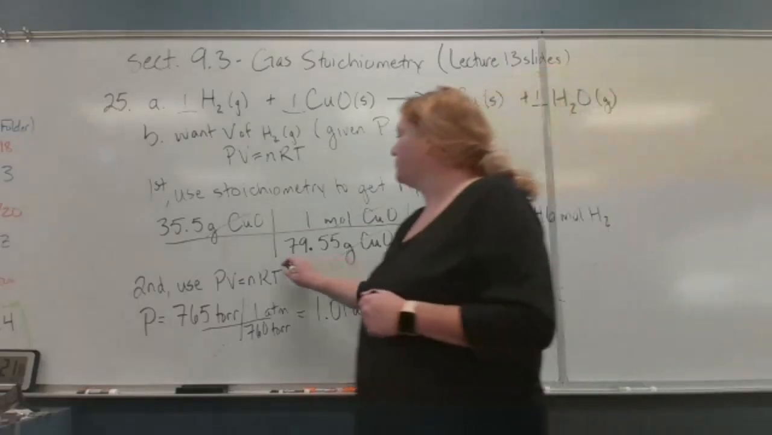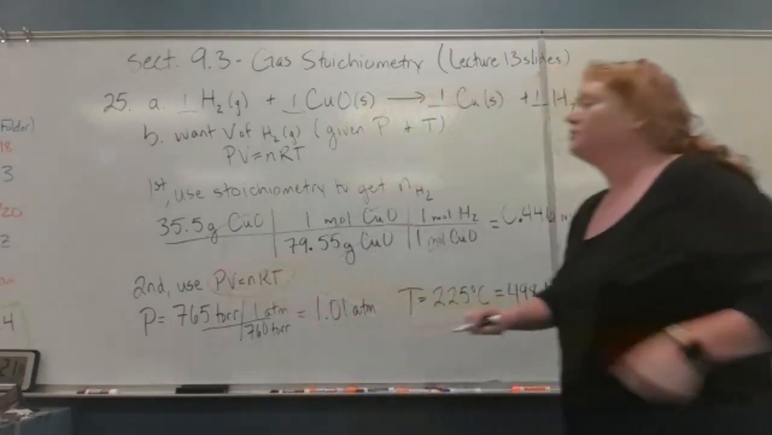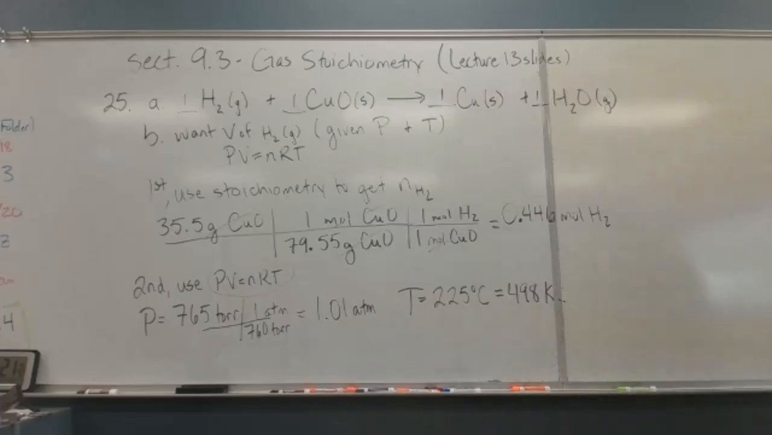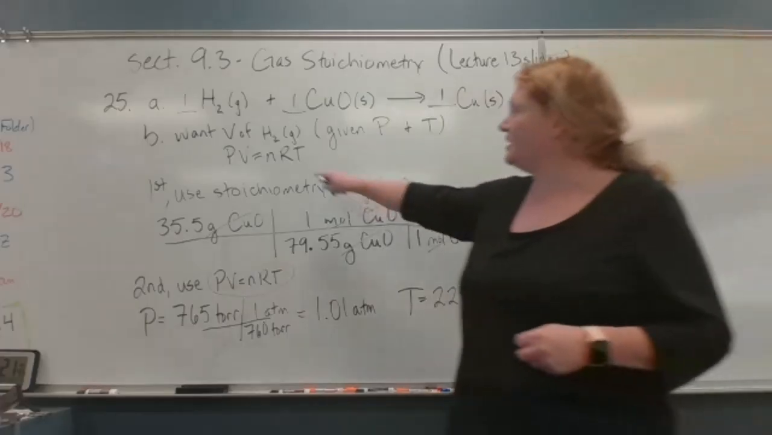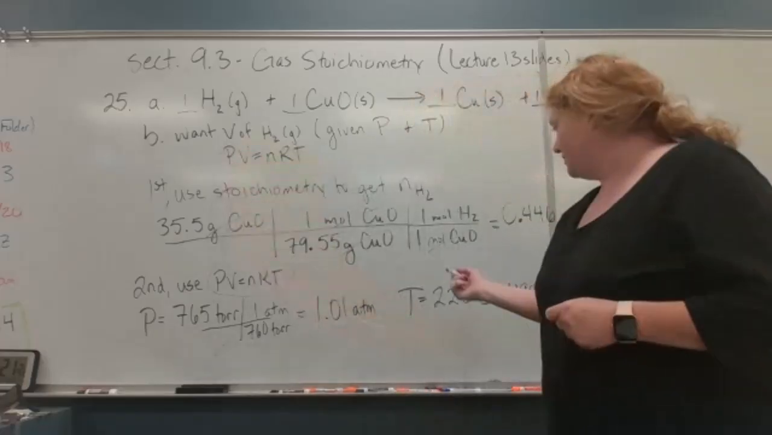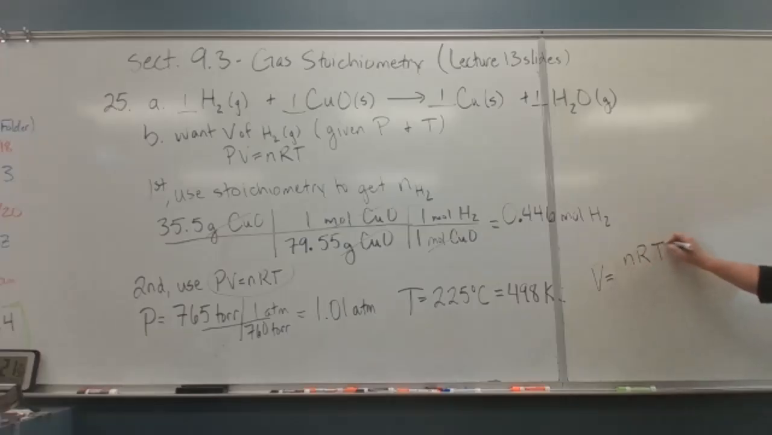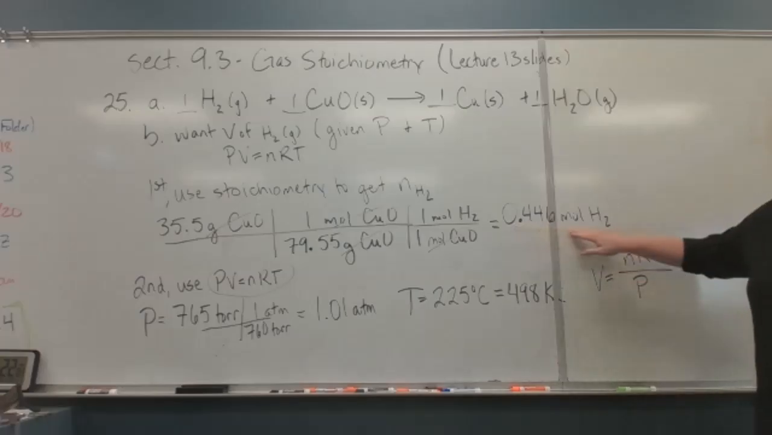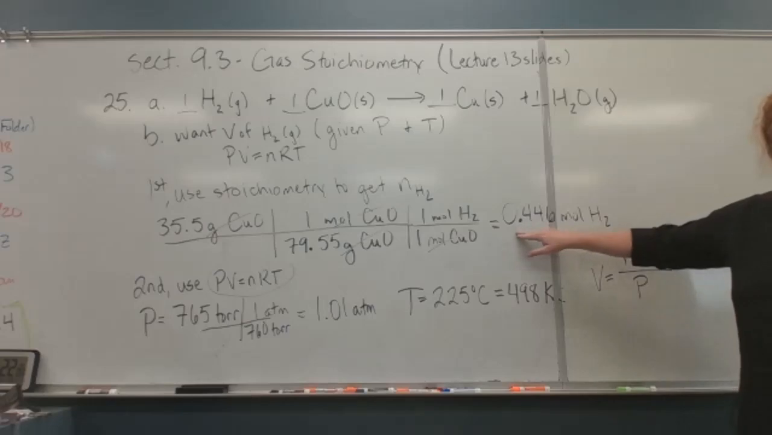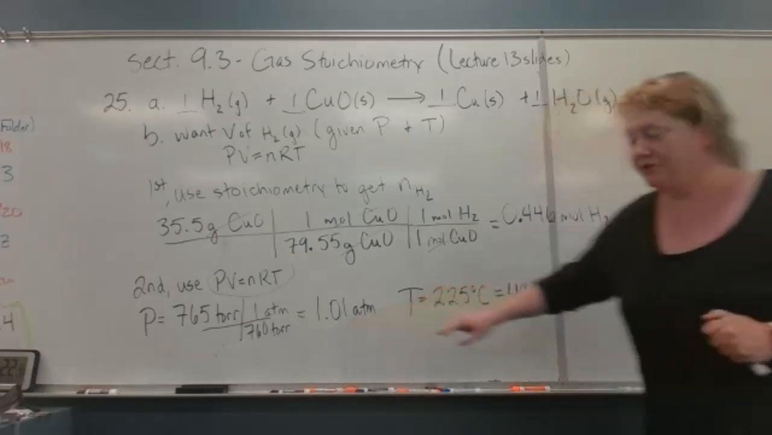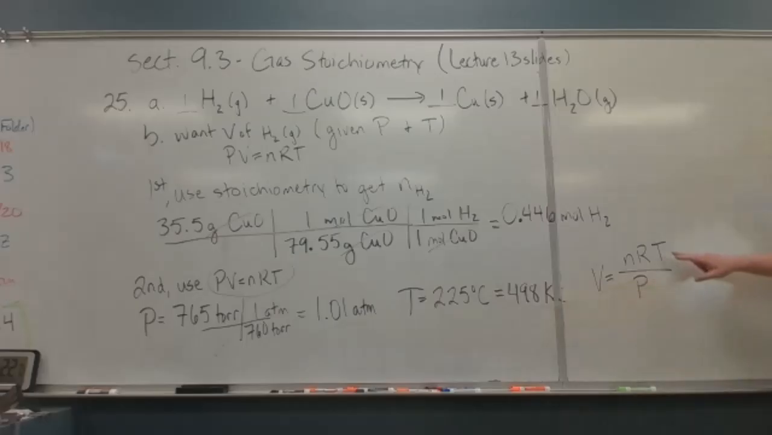And so we are going to rearrange the ideal gas law to solve for volume, right? Because that is what I want at the end of the day. I want the volume. So volume equals moles times the gas constant times the temperature divided by your pressure. And there's my moles that I had to calculate first. There's the pressure. There's the temperature.